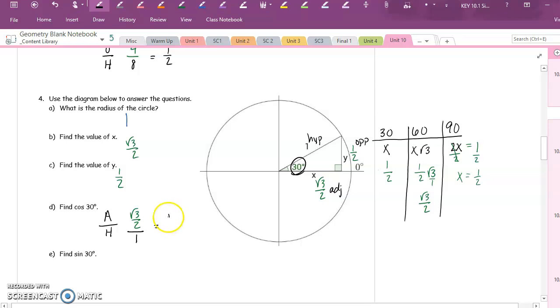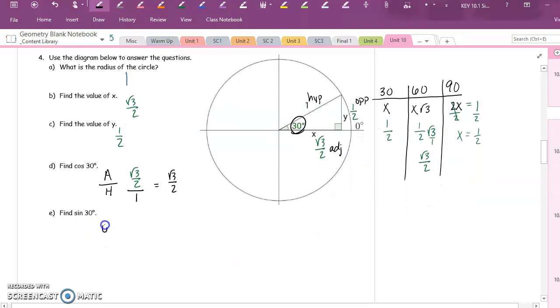Simplify this so that it's just itself, root 3 over 2. Next, to find the sine of 30 degrees, we have the opposite over hypotenuse. So I'm going to take my opposite side, which is 1/2, over the hypotenuse side, which is 1. Simplify it. So that's just 1/2.